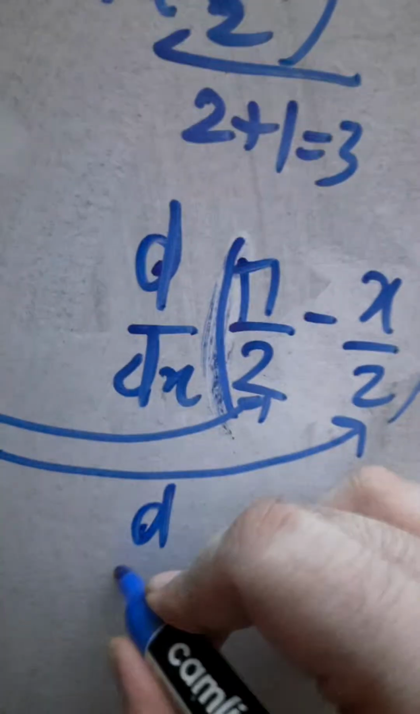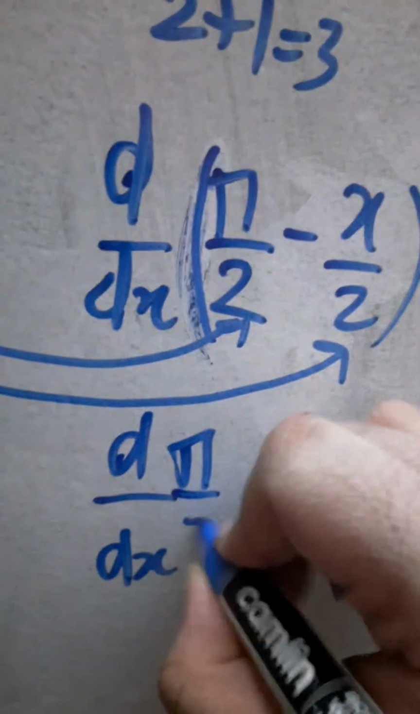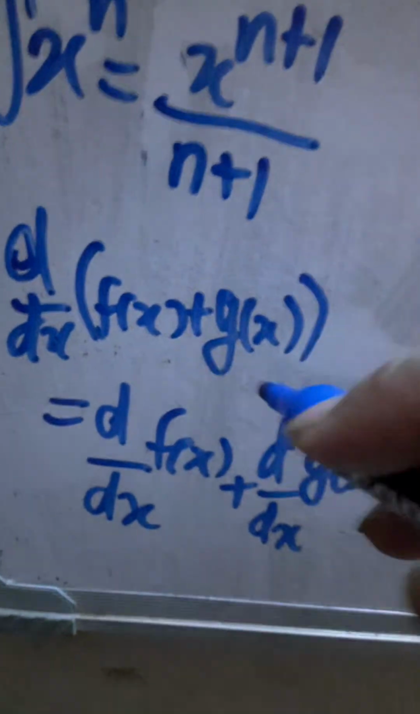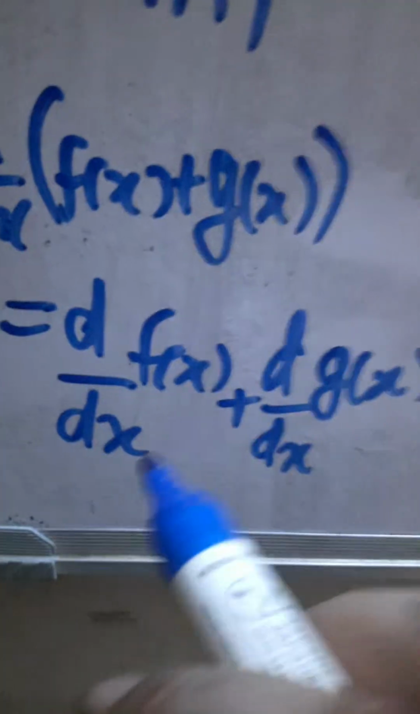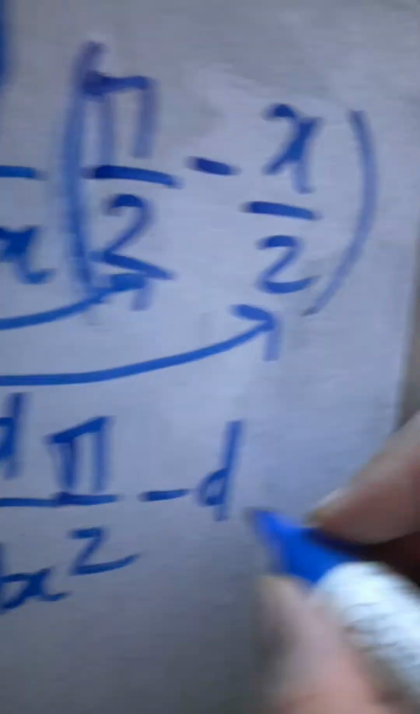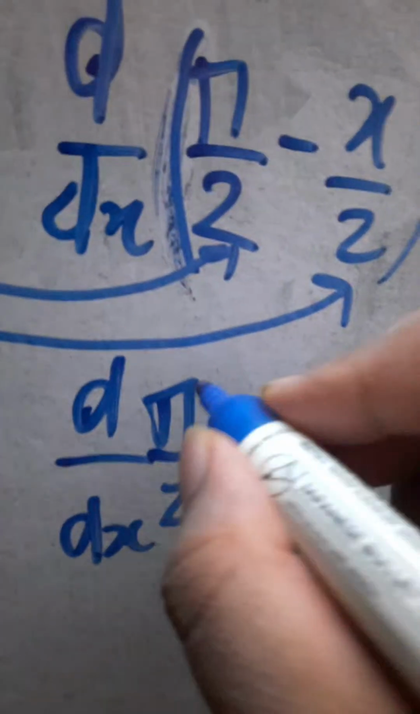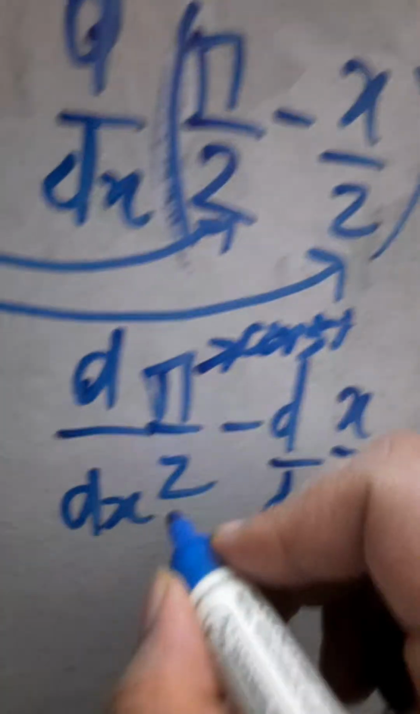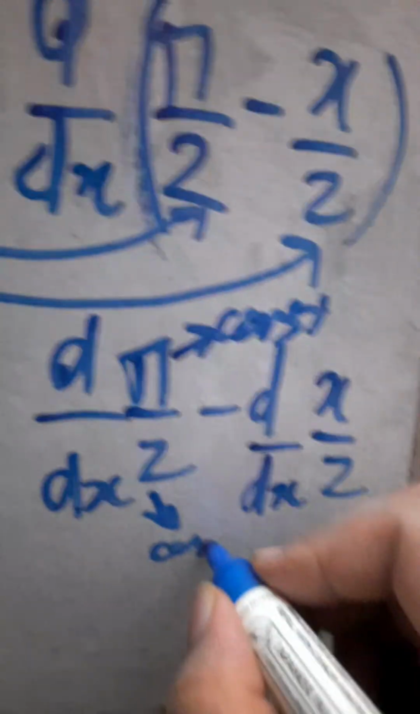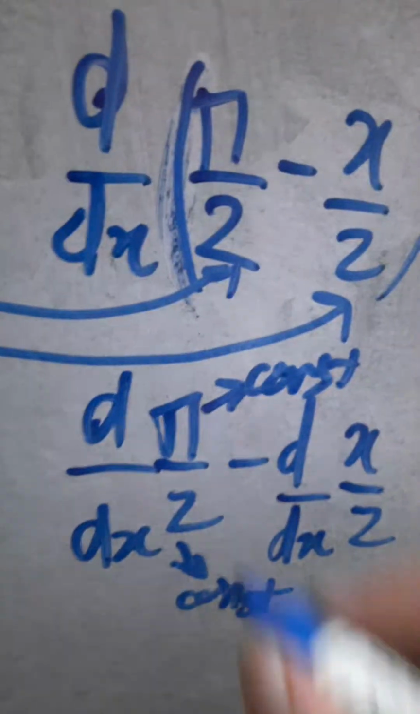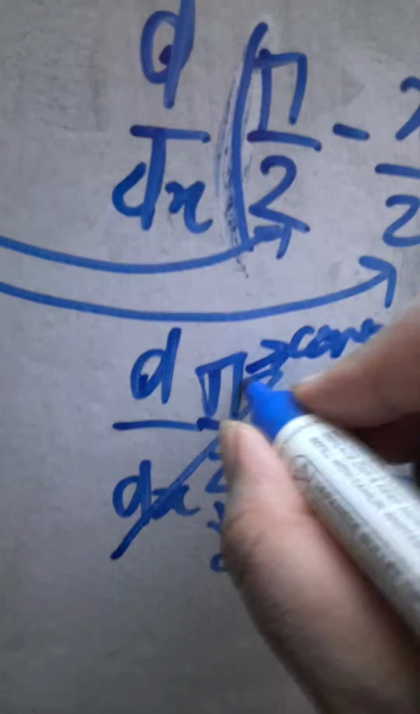So I have to divide this so I can take separate derivatives. Pi by 2 minus the derivative of x by 2, since taking the derivative of added functions altogether is equal to taking the derivatives separately. Pi by 2 is a constant, because pi is a constant, 3.14, and 2 is also a constant. A constant divided by a constant is a constant, and the derivative of a constant is equal to 0. So this whole thing is 0.